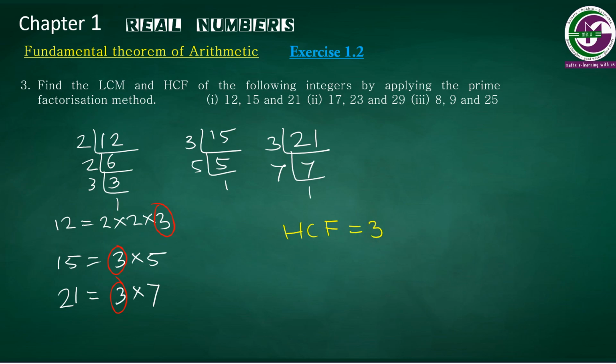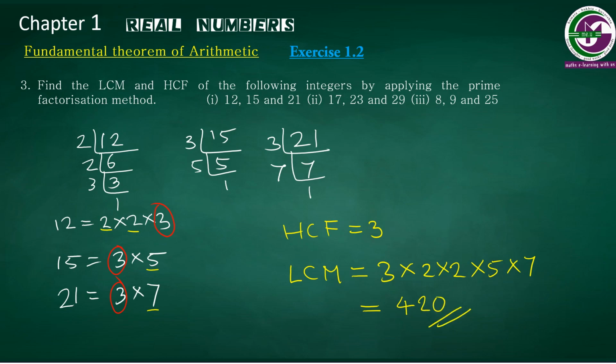Now to find the LCM, we'll take the common factor only one time. So 3 is a common factor. We'll take the common factor 3 one time and we'll write all other factors. So we have 2 here, 2 here, 5 here, 7 here. So 2 times 2 times 3 times 5 times 7. So the answer is 420. So the HCF is 3 and the LCM is 420.